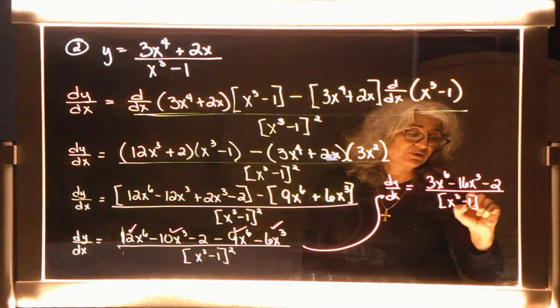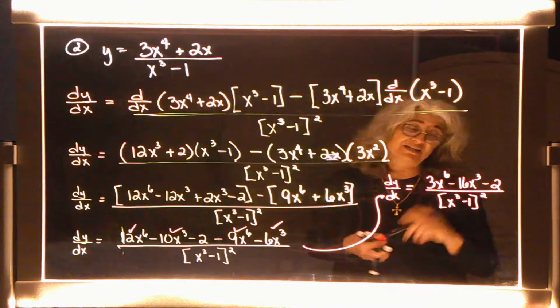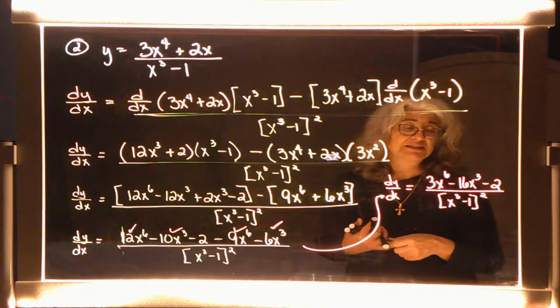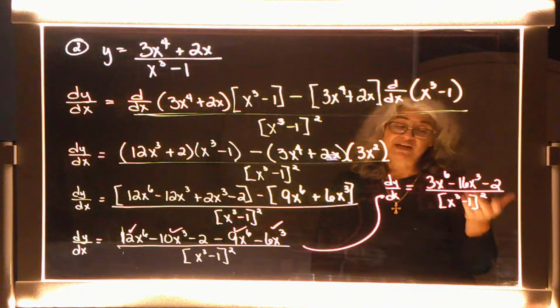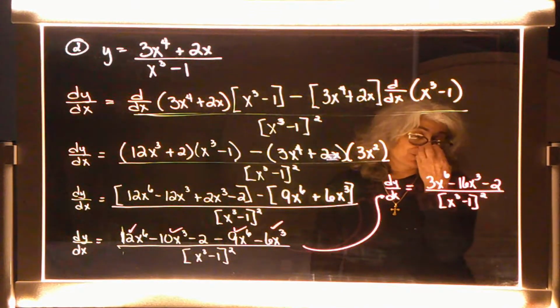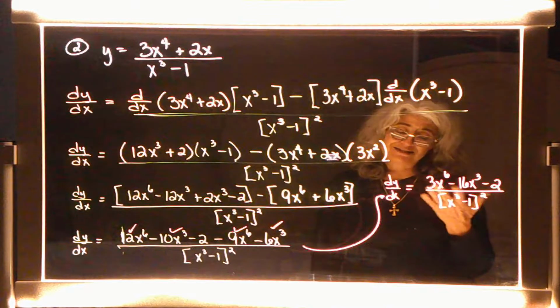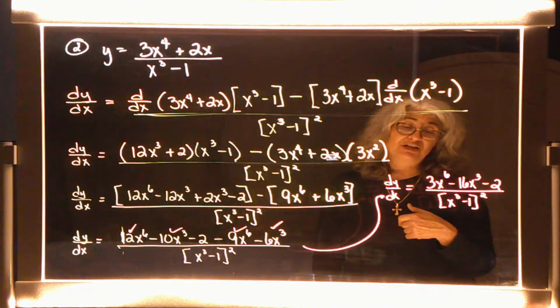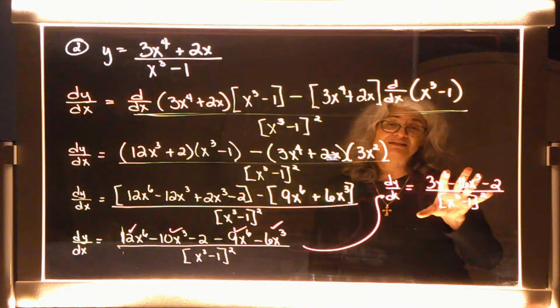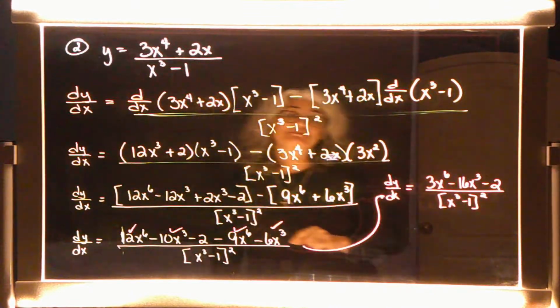And I know some of you are going, are you going to multiply that denominator squared? No, I'm leaving that just denominator squared. And not much else I can do with that. I mean, I could try to factor the numerator and see if I could cancel anything out of the denominator. But in this case, that's really not going to happen. So this would be my final answer. This is the derivative of this problem.